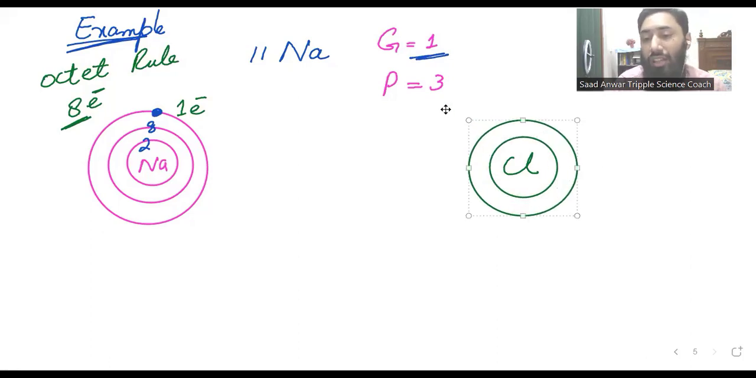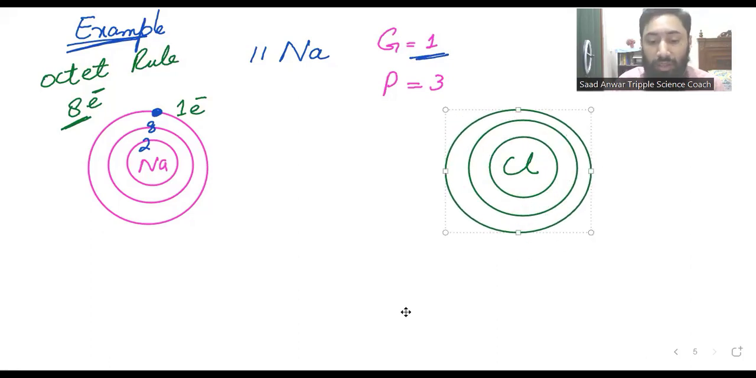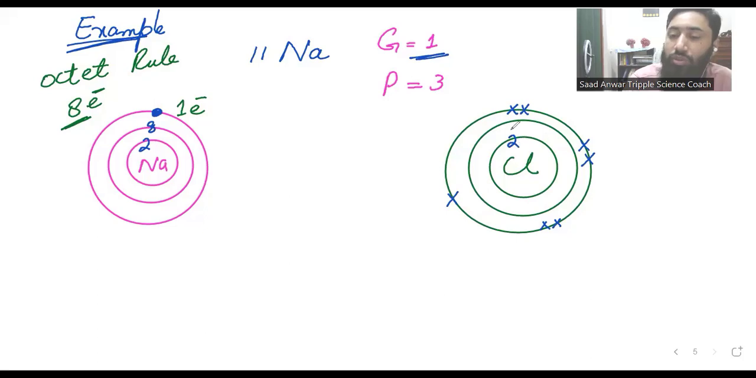Chlorine has 3 shells, as we discussed in the beginning of this class. In the outer shell of chlorine, I need to put 7 electrons like this. 1, 2, 3, 4, 5, 6, 7. In the inner shell I will put 2, and in the second shell I will put 8. We have discussed this in the beginning of today's lesson.